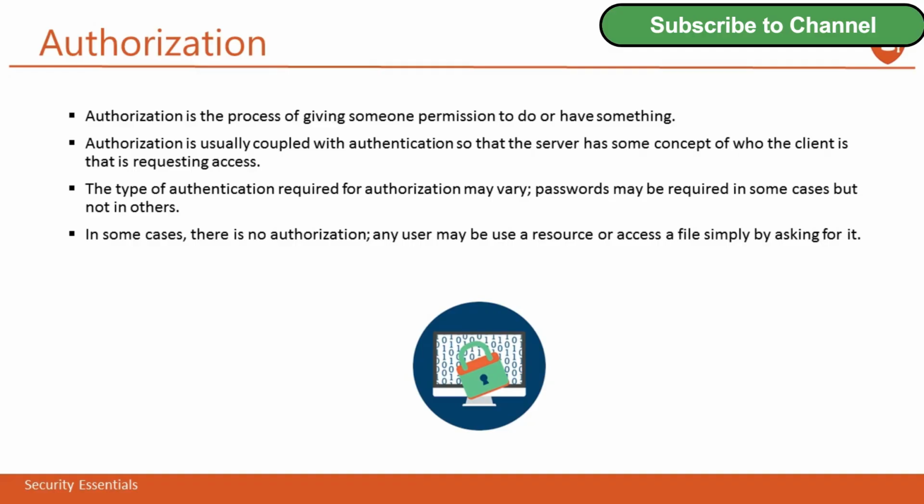Authorization is usually coupled with authentication so that the server has some concept of who the client is that's requesting access. The type of authentication required for authorization may vary. Passwords may be required in some cases but not in others. If you use a multiple authentication system like biometric scanners, passwords, etc., in some cases there is no authorization. Any user can be able to use a resource or a file simply by asking for it. So again, in authentication, we have who are you, and in authorization, we ask what can you do.